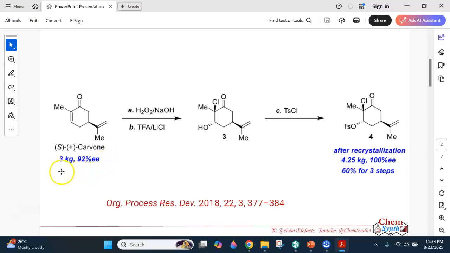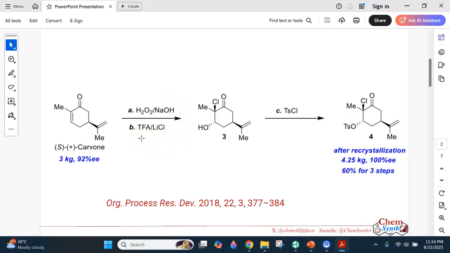They started with 3 kg of this raw material, which was 92% enantiomer pure, and this alpha beta unsaturated carbonyl compound underwent stereoselective epoxidation reaction in presence of hydrogen peroxide and sodium hydroxide.